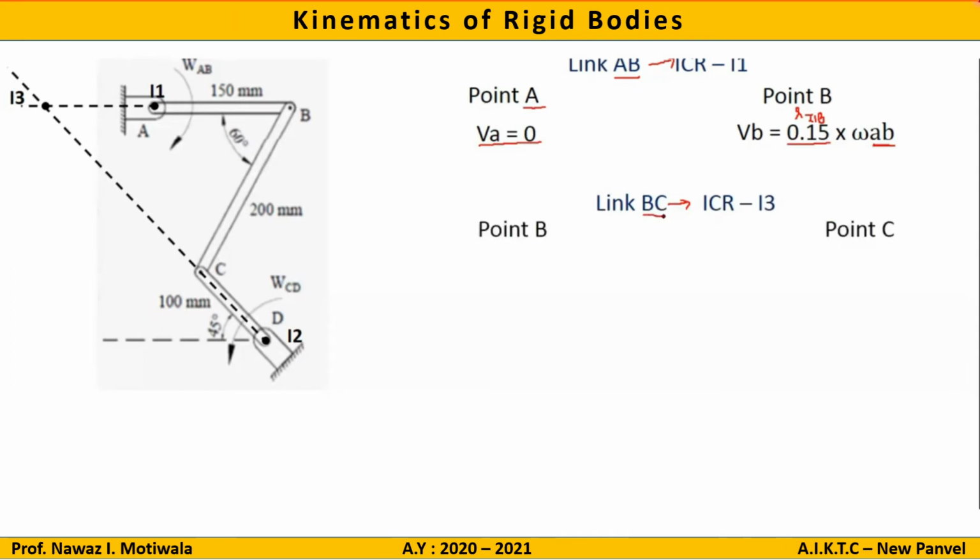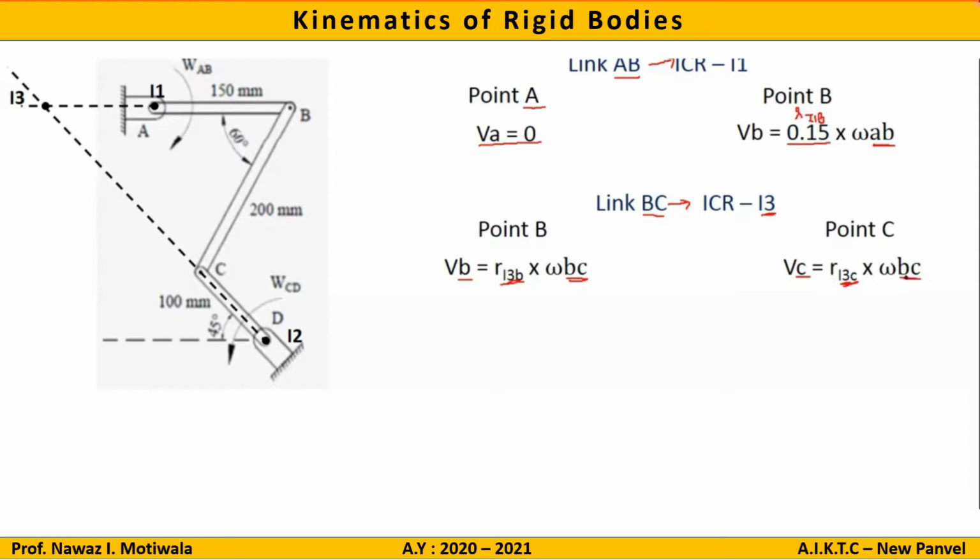Next step, write the equations. VB is equal to R I3B. Why have I written I3B? Because the corresponding ICR is I3 and the point I am finding the answer for is B. So I will write I3B multiplied by omega of the link, that is omega BC. Similarly for point C, I will write the equation VC is equal to R I3C, the distance from I3 to C, and again omega will be omega BC.